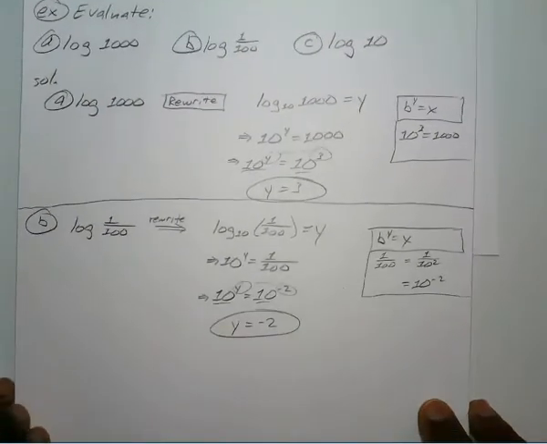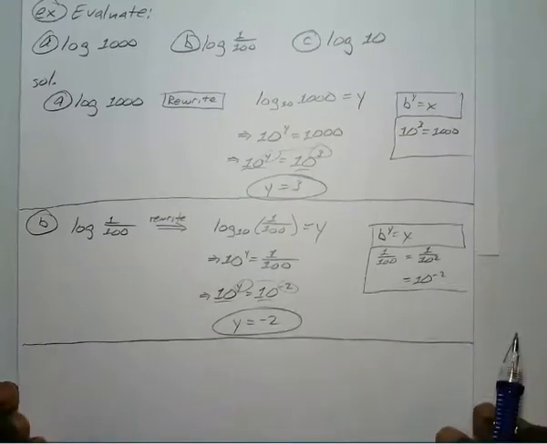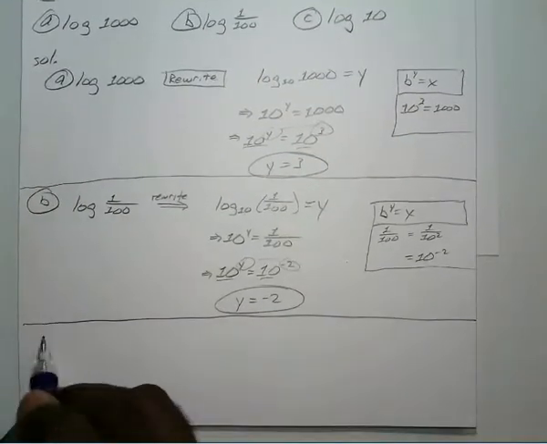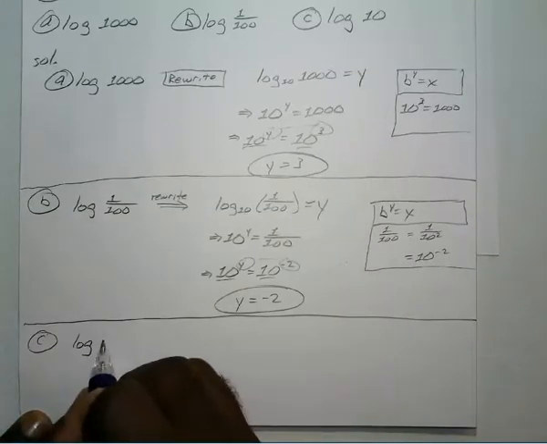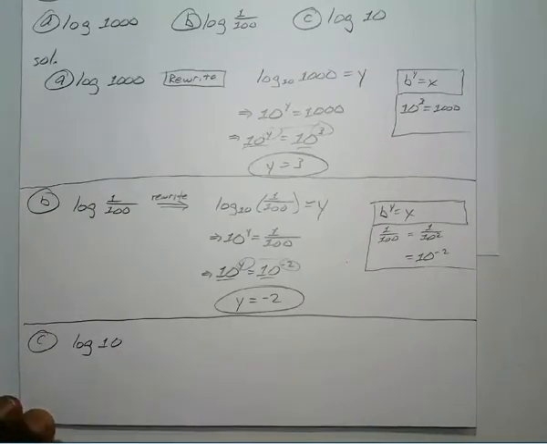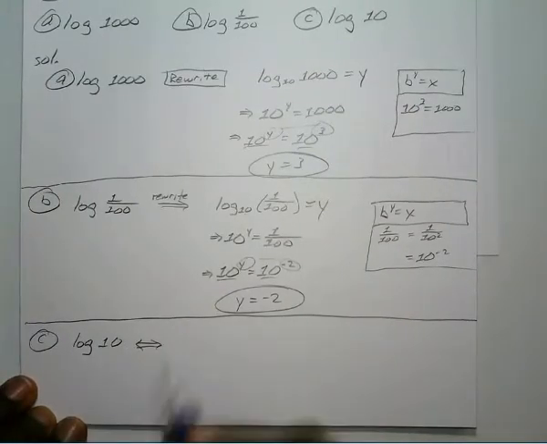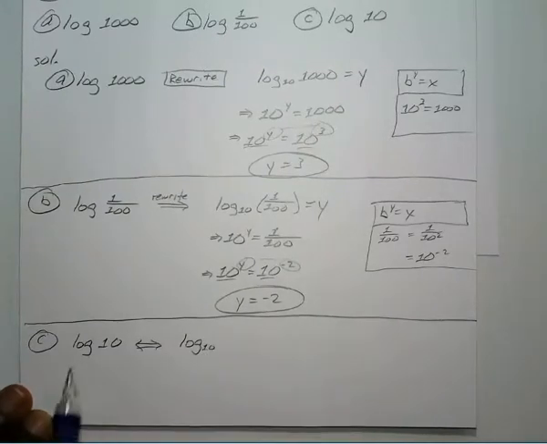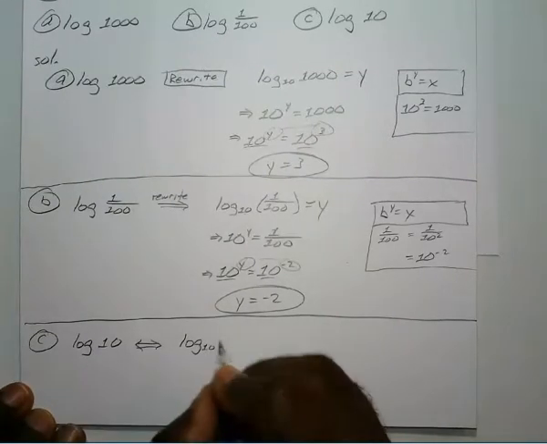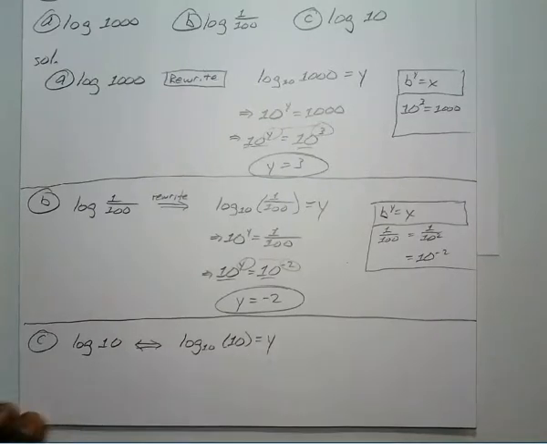Alright, so let's go ahead and solve problem C. Oh, running out of space here. Still got plenty of room. So log of 10, and we can just rewrite that as log base 10. Since we don't have a base, we know it's 10, of 10 is equal to y.